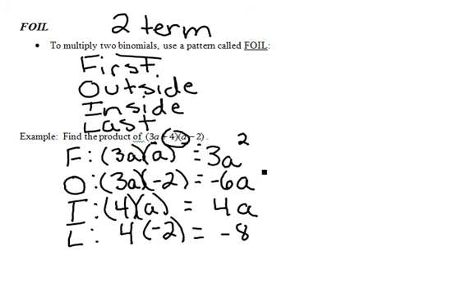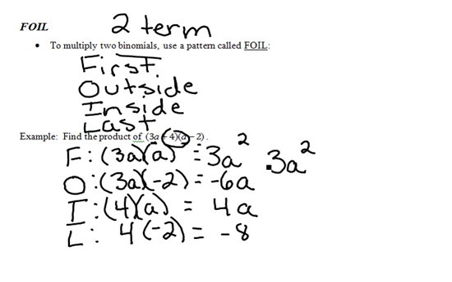Now when I rewrite this, I obviously don't want to just leave it in this form. I want to go through, put it in standard form, and see if I have any like terms. Now standard form, remember the exponents have to go from biggest to smallest or no exponent. So first would be my 3a squared.